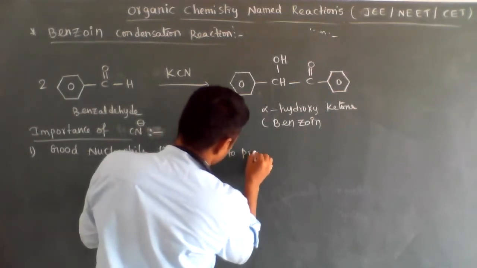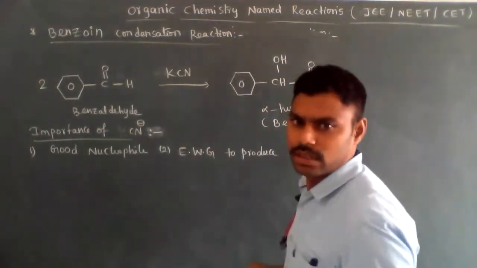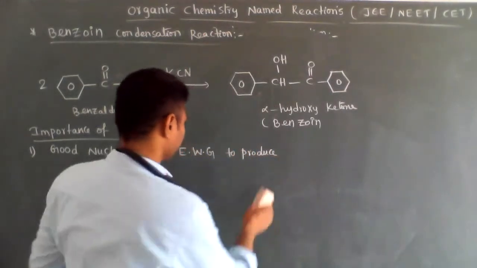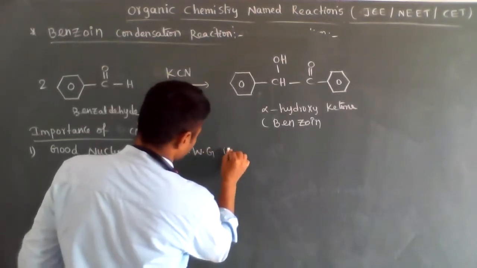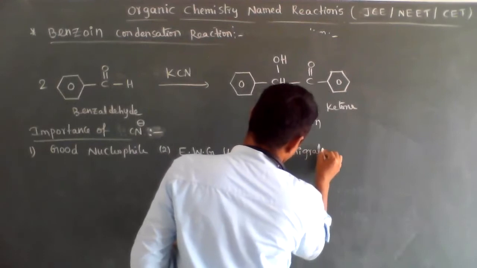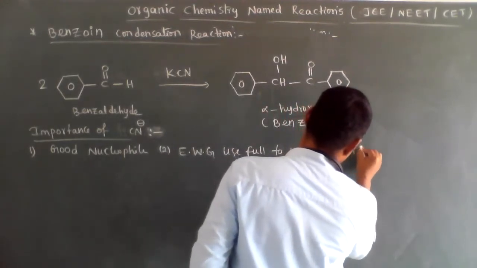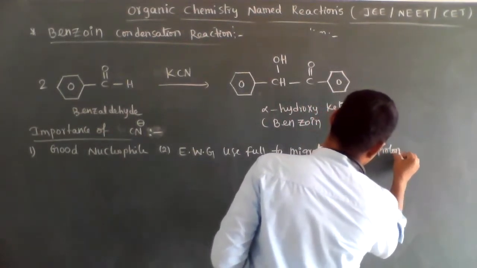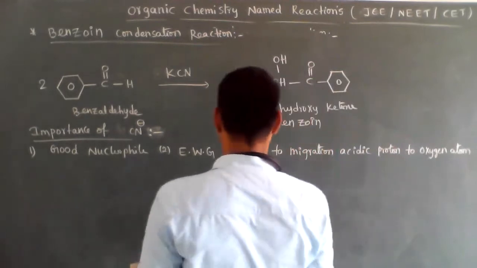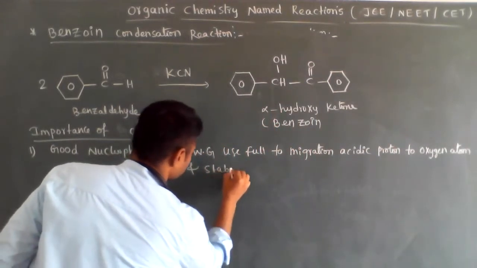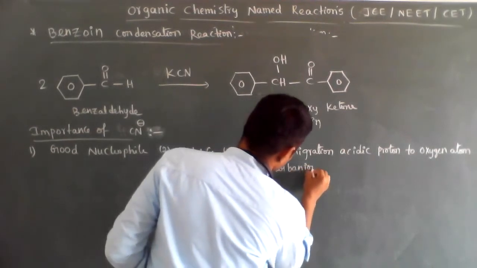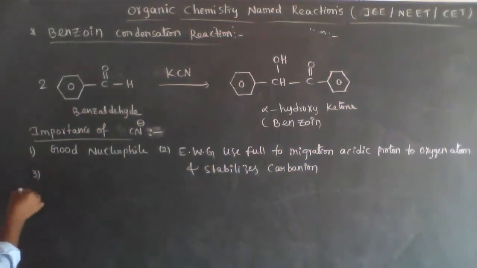to produce a carbanion. A strong electron withdrawing group is useful for migration of the acidic proton to the oxygen atom, and it stabilizes the carbanion. The third important point is that it is a good leaving group.